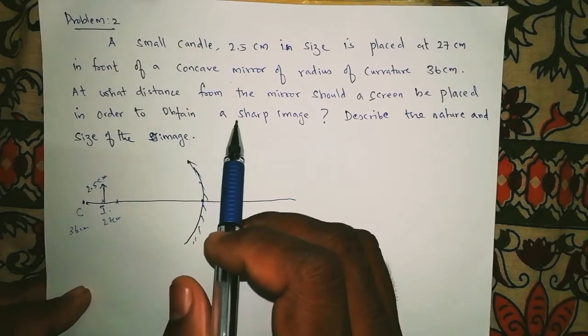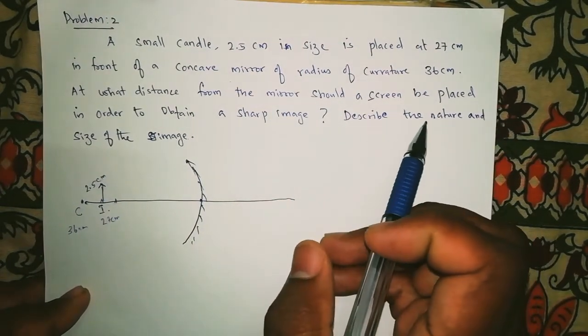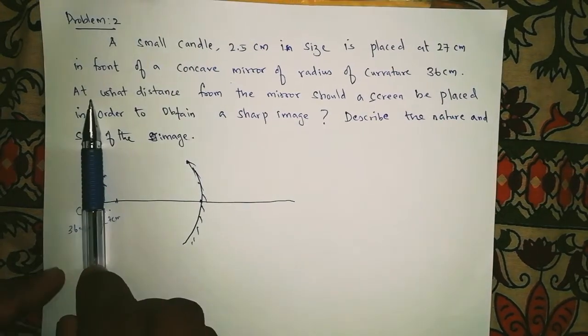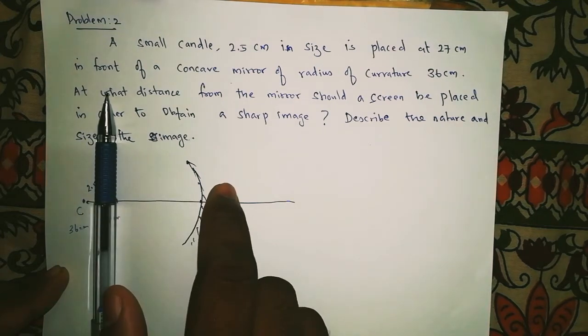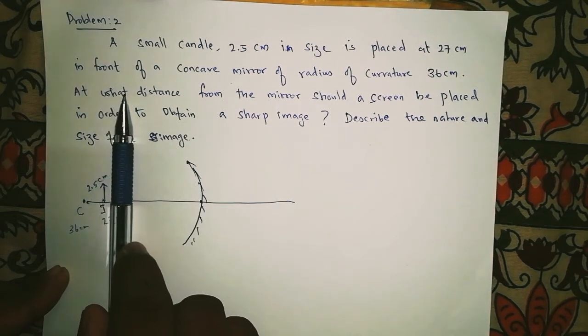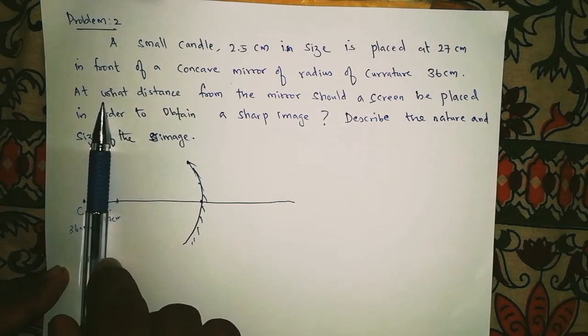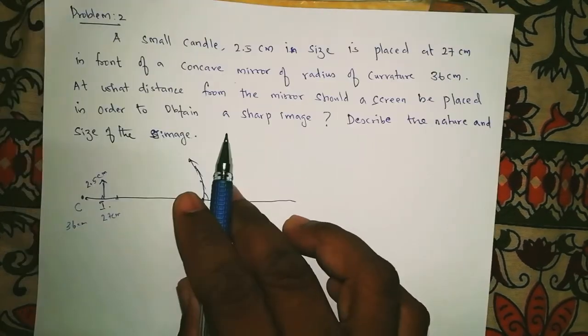At what distance from the mirror should a screen be placed in order to obtain a sharp image? So where can I keep a screen? If I keep a screen here, sometimes after reflection I can get a sharp image. If I move the screen like this, I can find a sharp image somewhere here or here. So this is the question, where I can find the sharp image. They are also asking the nature and size.